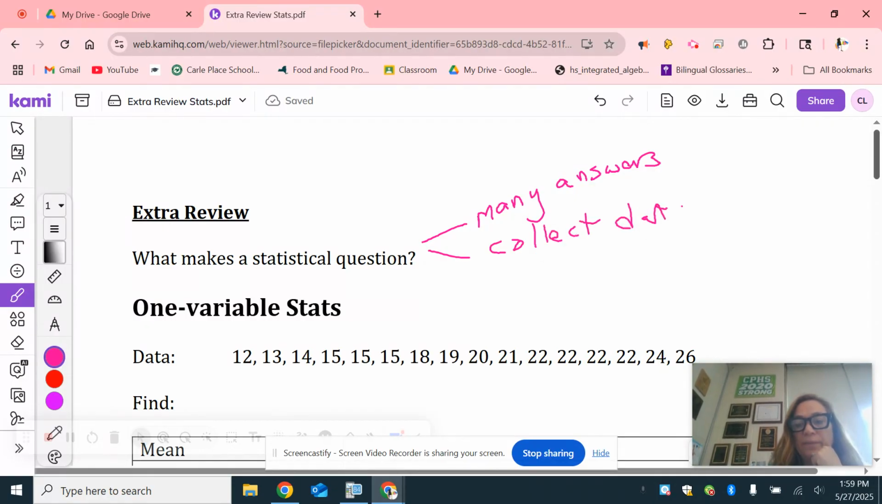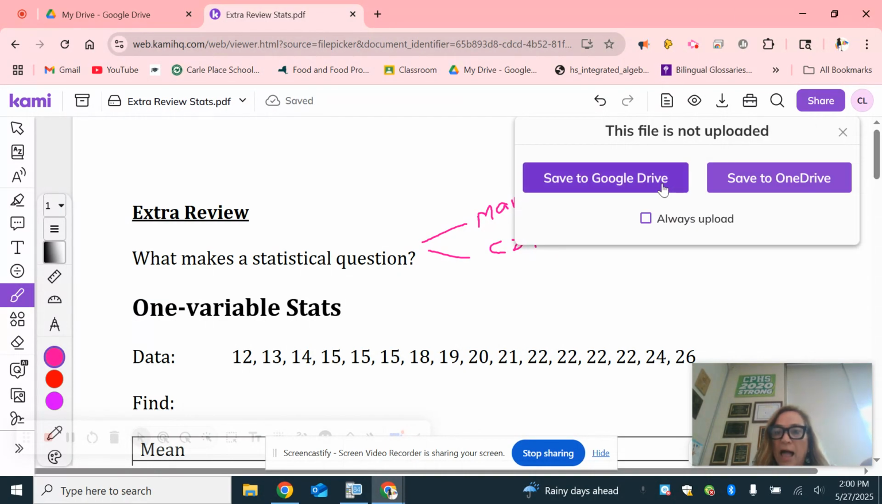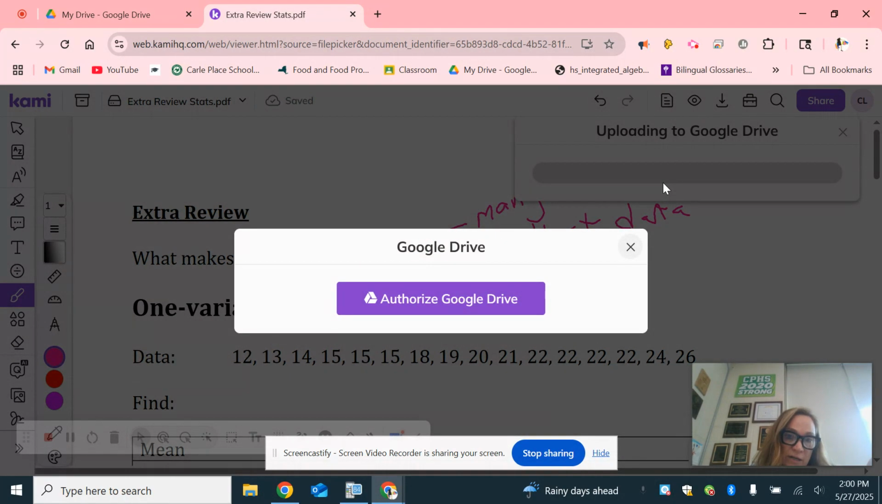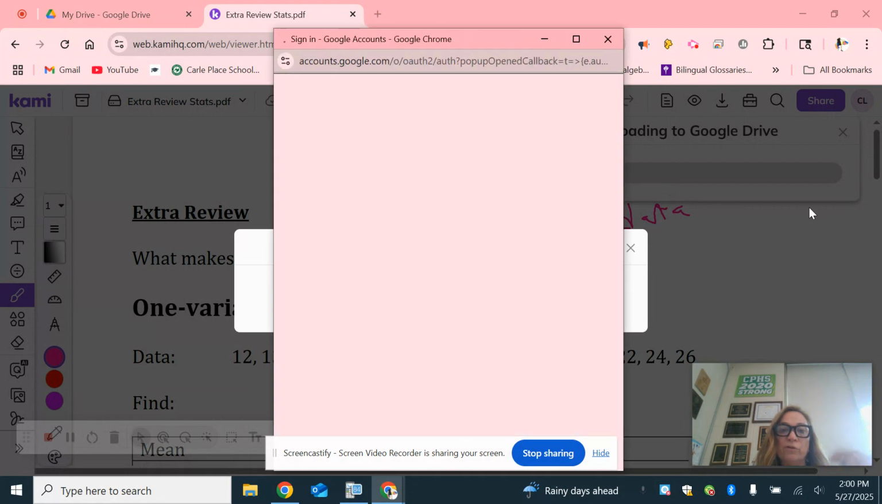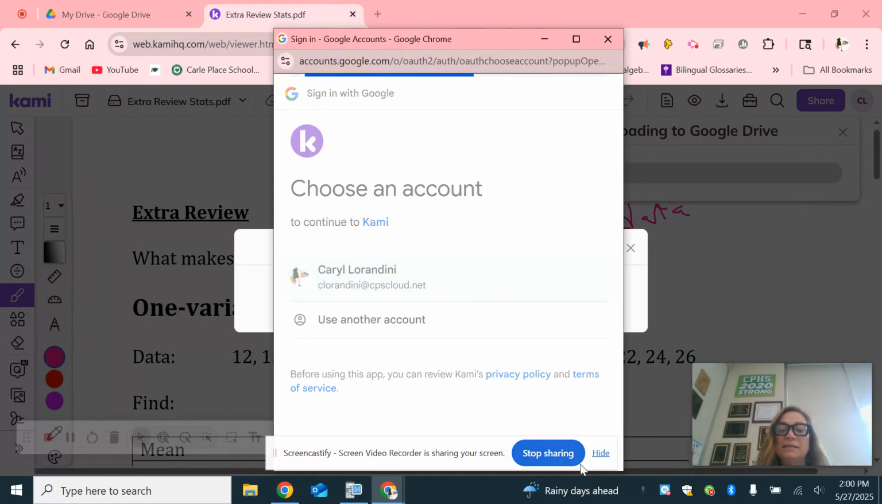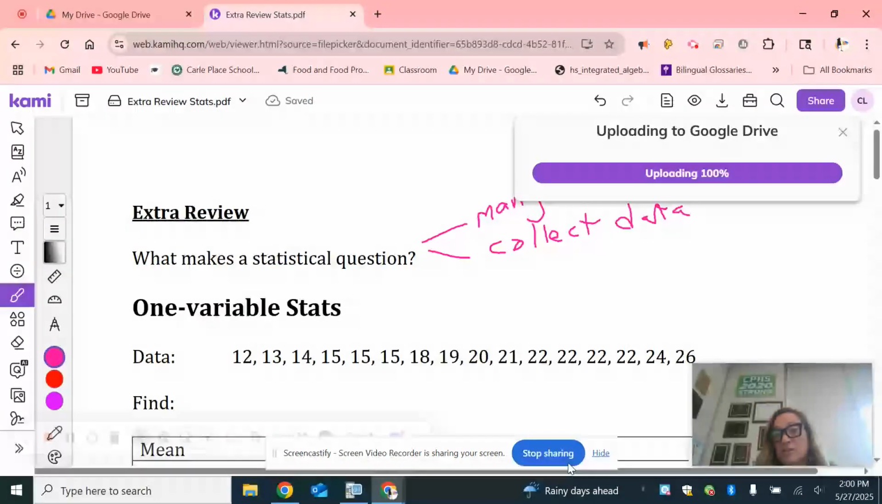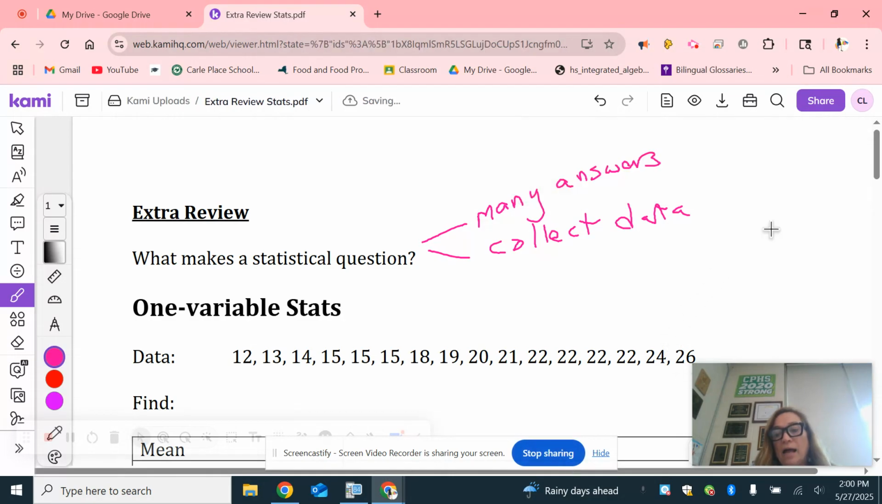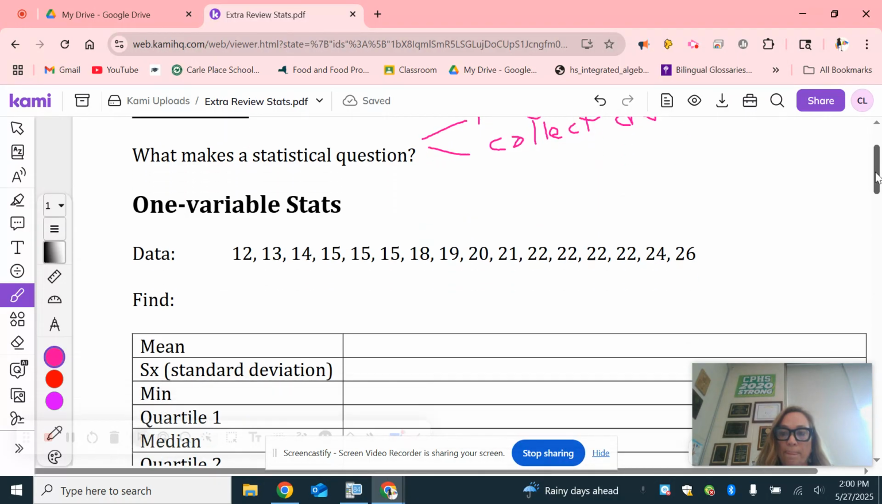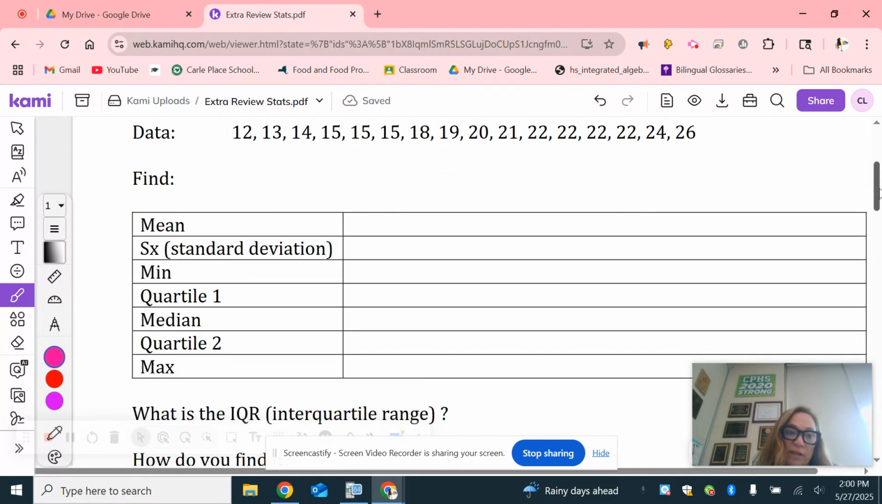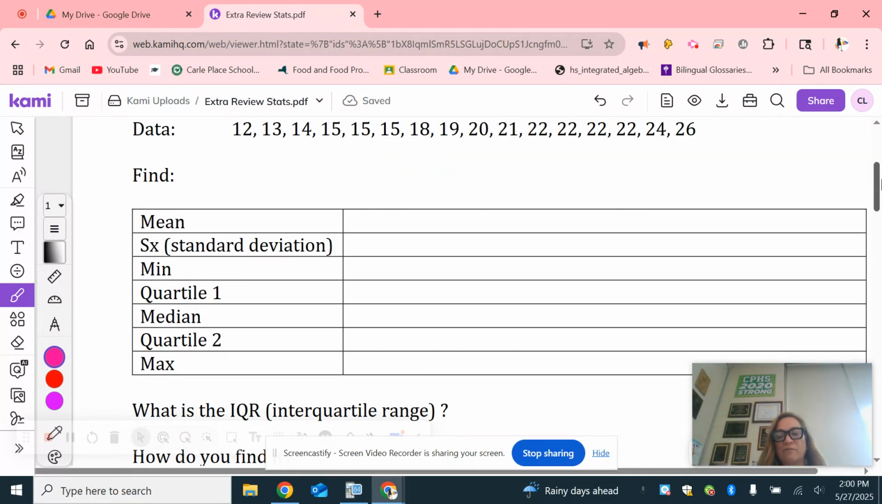So for example, if I wanted to know the average height of a ninth grader, I would survey a bunch of ninth graders and I would record their heights, and then I would find the average height of a ninth grader. A statistical question would not be, how tall is so-and-so? That's a question that has one answer, how tall are you? Okay? But when you're gathering information, that's a statistical question.